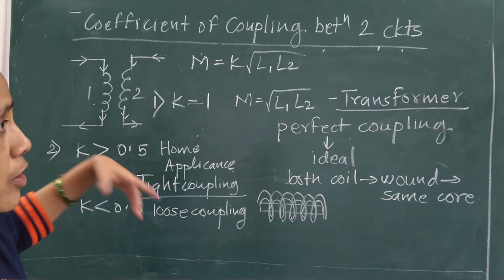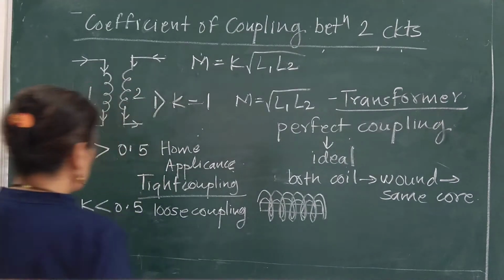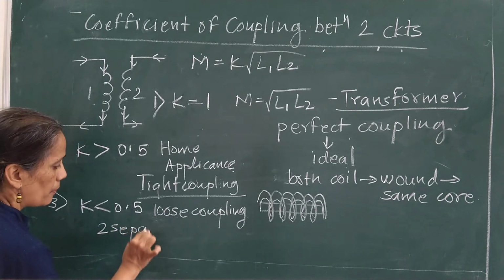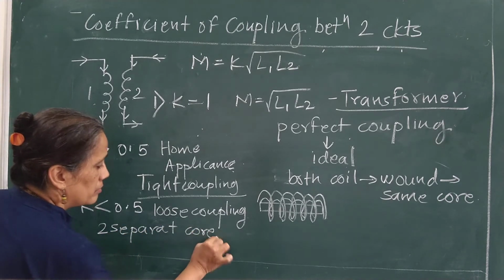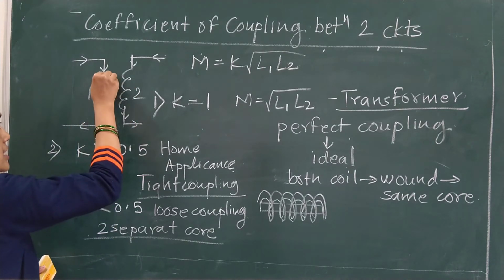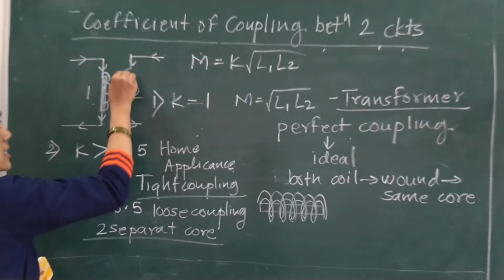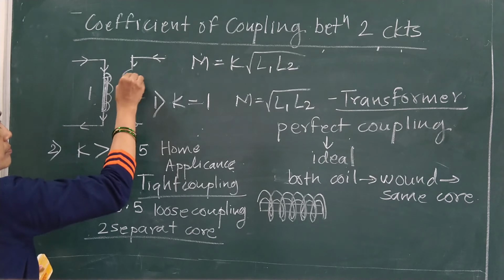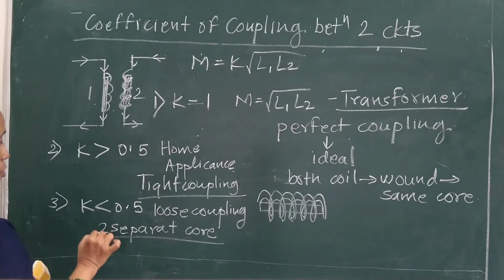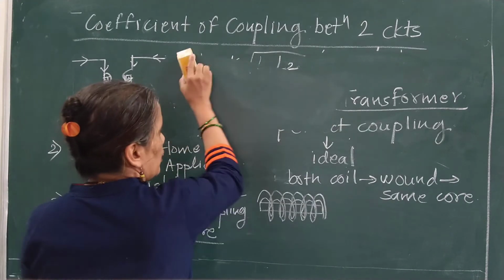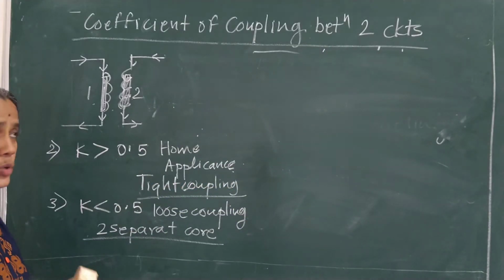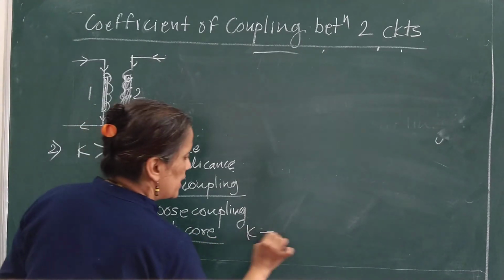Now to reduce the value of K, what are the different ways? To reduce this value of K, I can use two separate cores. Two separate cores means what? Like this. I can use a first core where this winding is there, and this is the second core where the coil winding is there. Right? I have used separate cores so that your K value will become minimum.